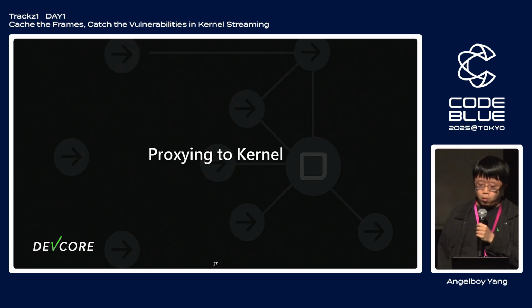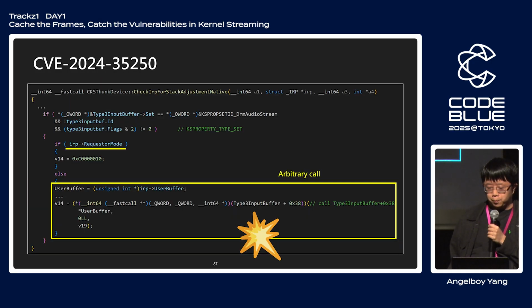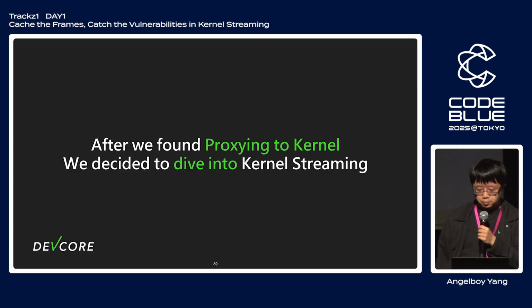The most important one was the parsing to kernel vulnerability. Kernel streaming has a feature that can resend IOCTL requests. We can use it as a proxy to bypass security checks, relying on a security vulnerability. For example, the vulnerability we used at Pwn2Own last year. The data provided by the user is directly used as a function call, leading to an arbitrary call. For more detail, you can refer to our blog.